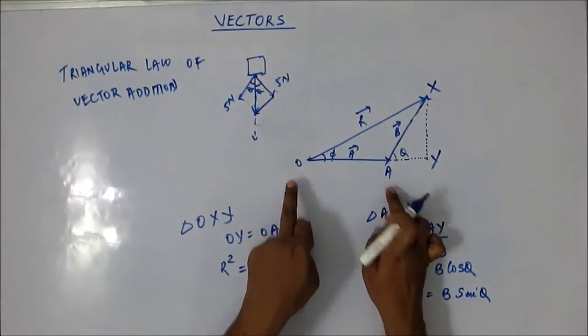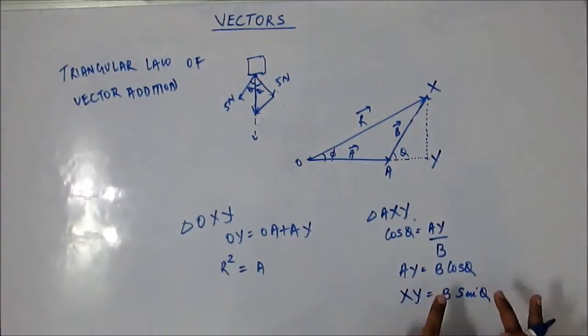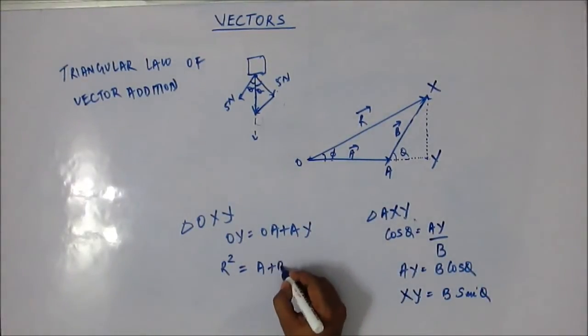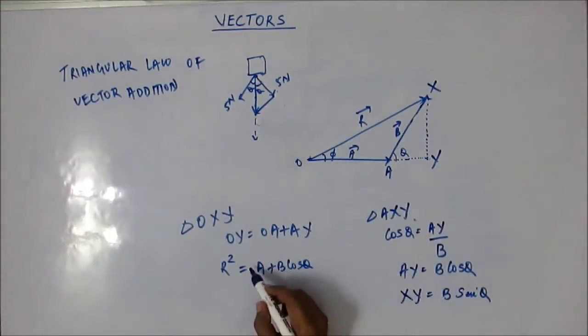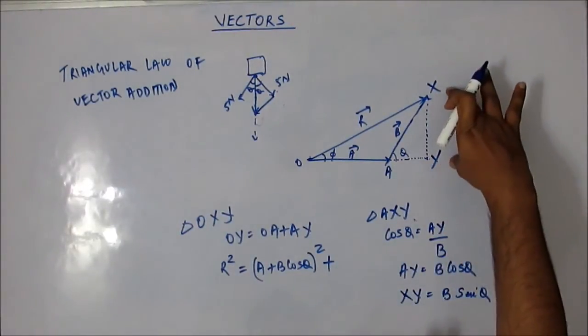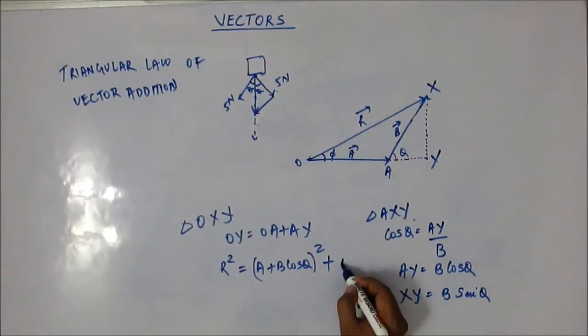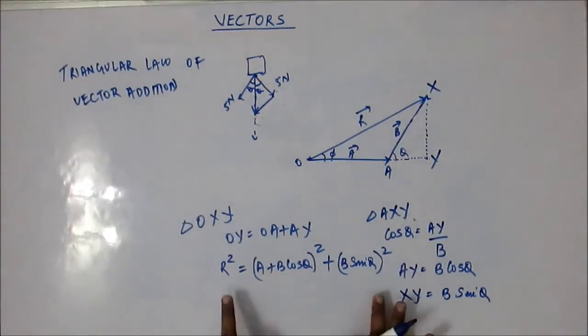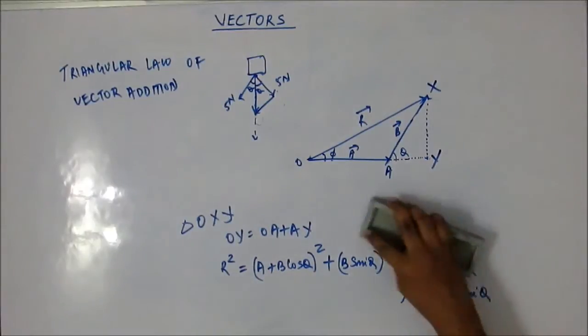OA is A vector, so we can just write it as A. And AY, as we have found here, is B cos theta. A plus B cos theta is this complete OY. Now this is the base. Square of the base plus square of perpendicular. Perpendicular is XY. XY is B sin theta. It is simple trigonometry. This is the Pythagoras theorem that you have been using since time immemorial, maybe from class 6th. Okay, let me rub this portion.